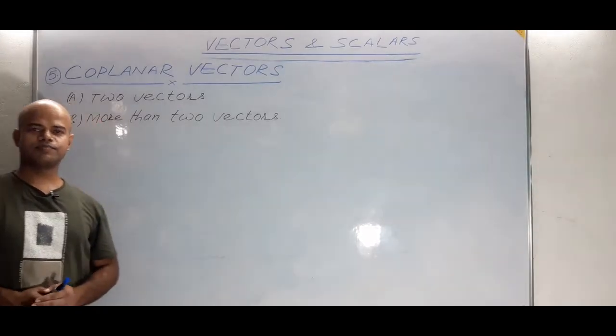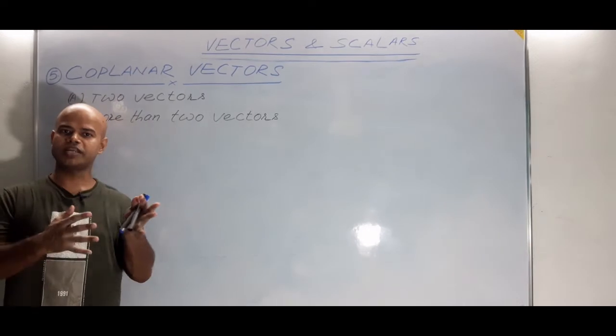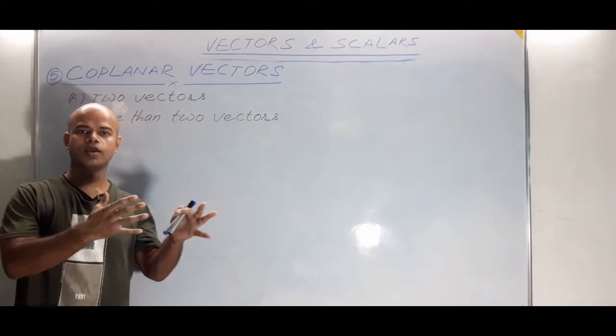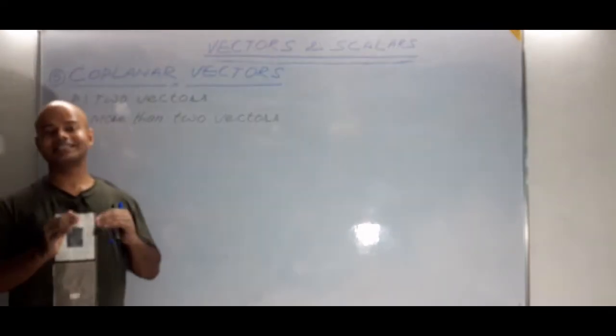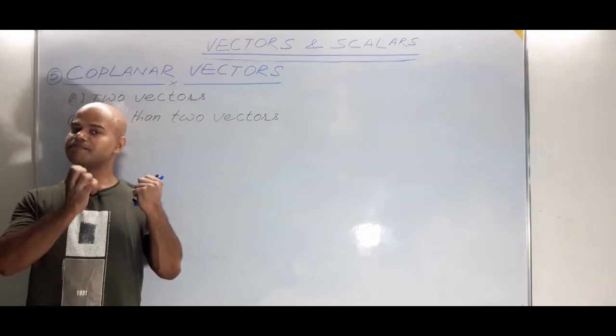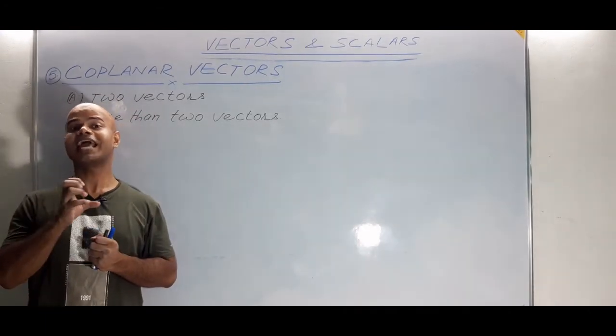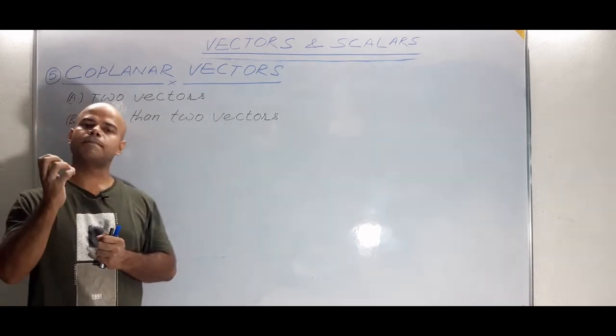Coplanar vectors. Alright, so we just now studied about collinear vectors. Collinear, lying along the same line. Coplanar, lying in the same plane, right? So two or more vectors are said to be coplanar if they lie in the same plane or they can be taken in the same plane. Why can they be taken in the same plane? Because vectors can be shifted parallelly.